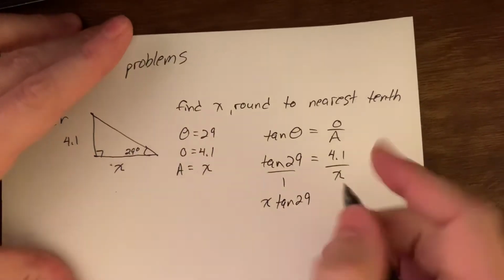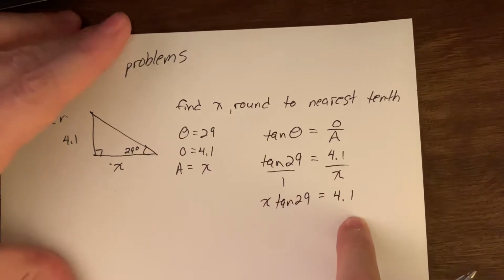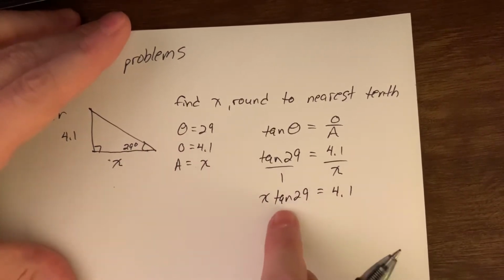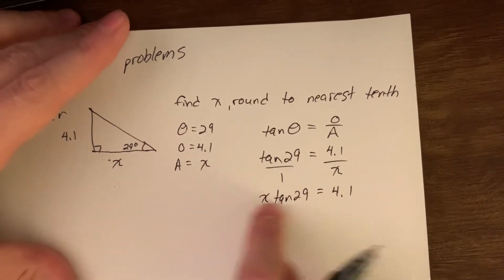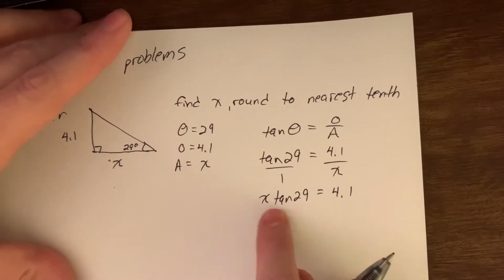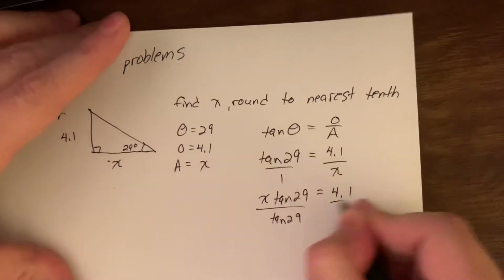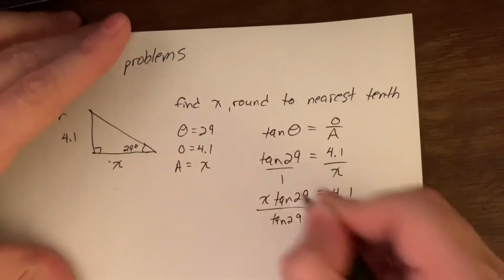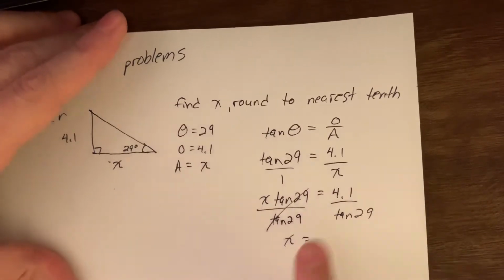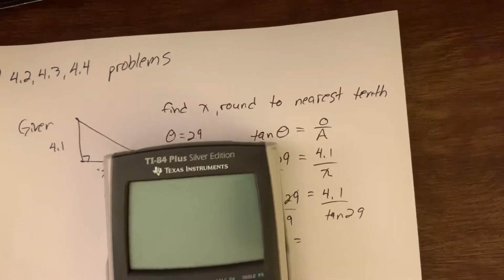X times tangent of 29 equals 1 times 4.1, which is just 4.1. Now, we typically write things like x times 4 as 4x, but it's a little more traditional to put the trig part at the end. But that's still being multiplied by x, so I'll divide both sides by tan 29. That isolates my x, and now I'll finally reach for my calculator.